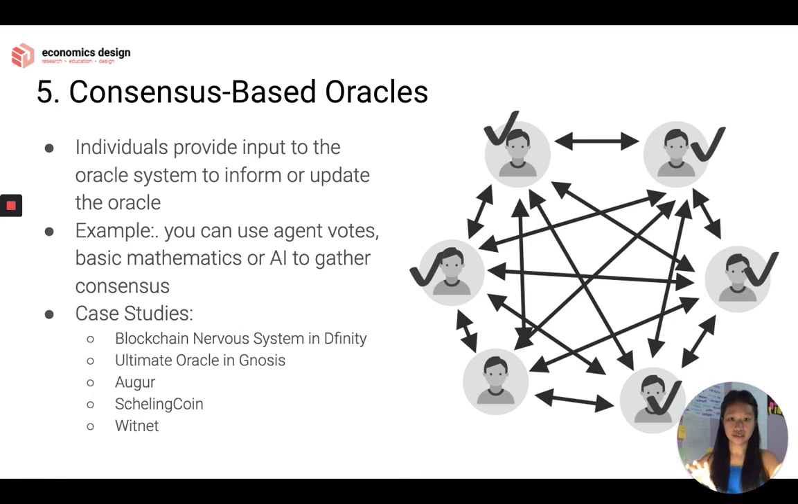And that's information. What about information where, instead of the oracle going out and getting information, the oracle is relying on many other smaller oracles or many other individuals feeding it information? There are a lot of ways to organize this. You can use agent votes, basic math, or AI to get a consensus. That's the part of getting consensus. But let's look at different case studies to understand the different types of consensus-based oracles.